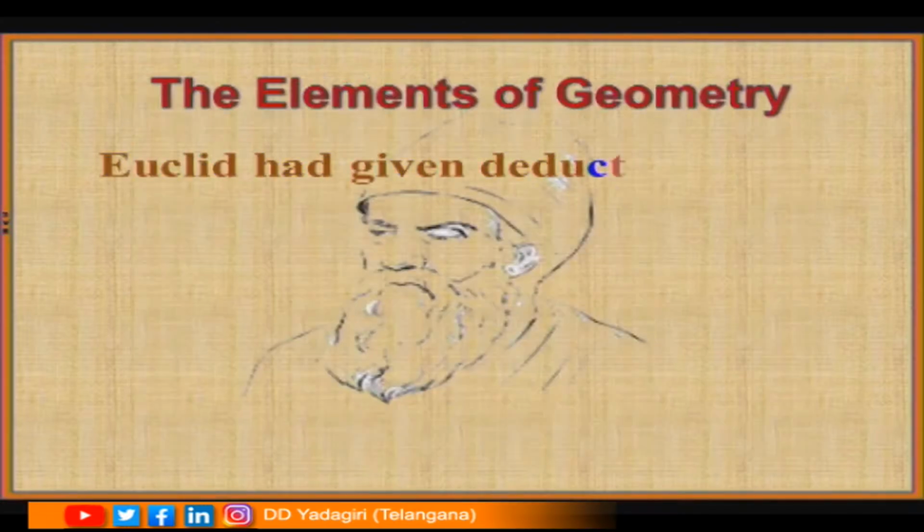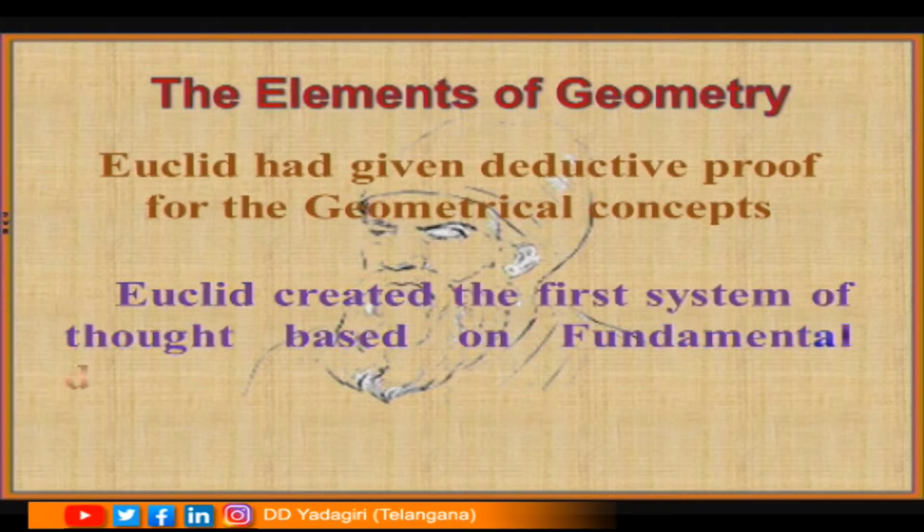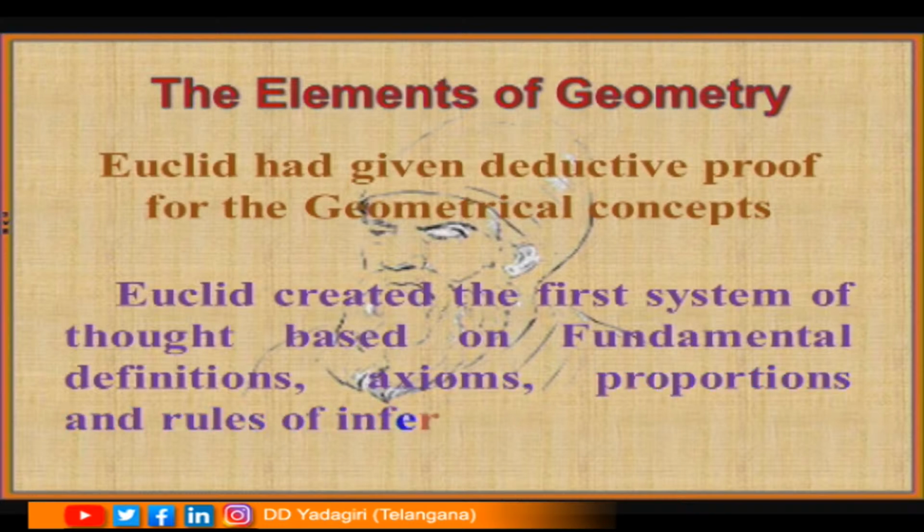What does Euclid do? Euclid had given deductive proof for the geometrical concepts. Euclid created the first system of thought based on fundamental definitions, axioms, propositions, and rules of inference or logic.